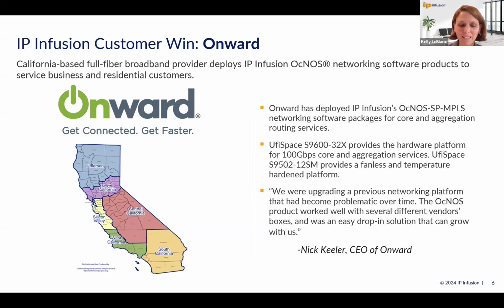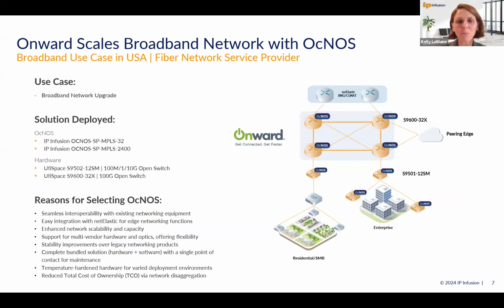And so the nutshell of the press release talked about how Onward was upgrading a previous networking platform that had become problematic over time and selected OcNOS for this broadband network upgrade. So we have also published a complete case study on Onward's use case online. Nick's going to share with us some details about this use case as well.